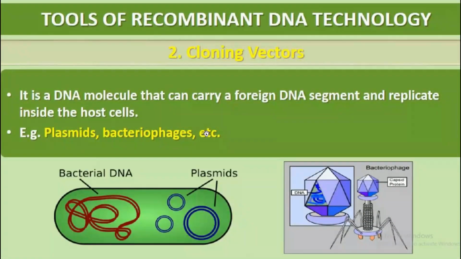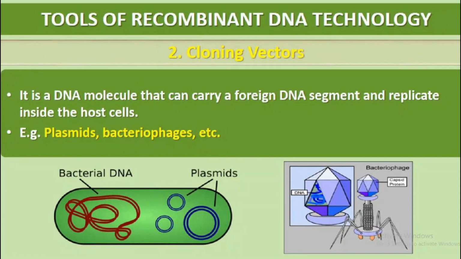The second tool is cloning vectors. There are three tools: restriction enzymes, second one vectors, and the third tool is host organism. Then cloning vectors. What do you mean by vectors? These vectors are actually the carriers. These vectors are DNA molecules that can carry a foreign DNA segment and replicate inside the host cell.